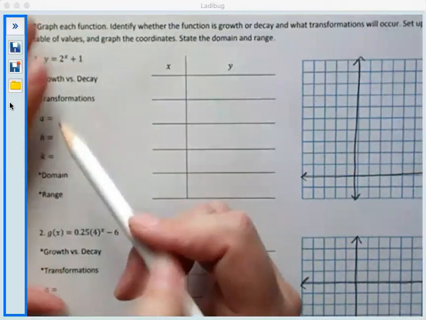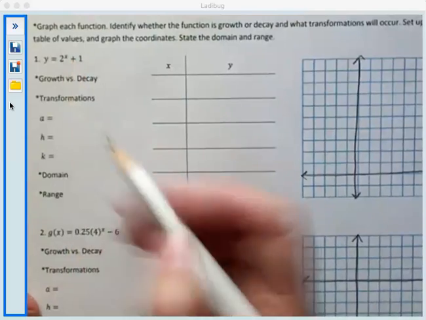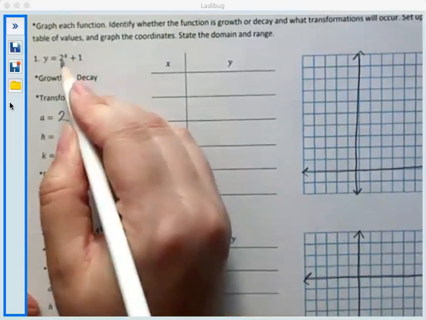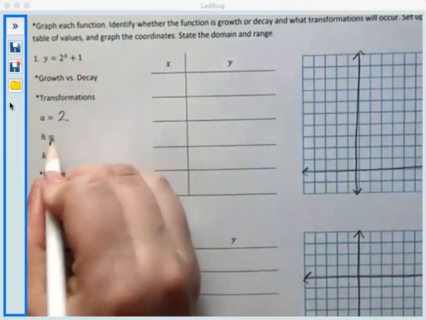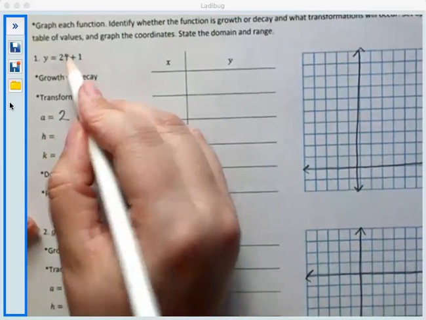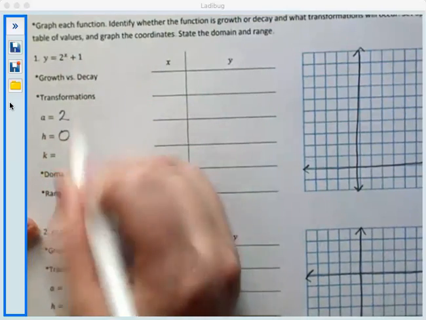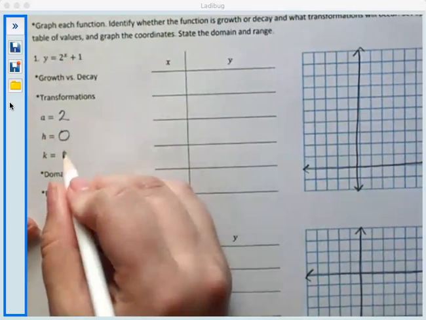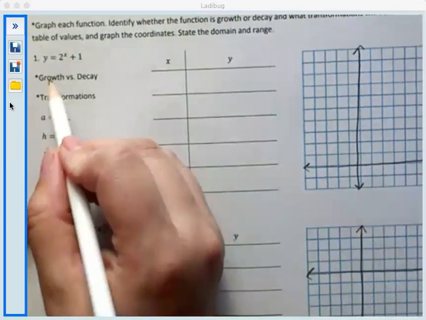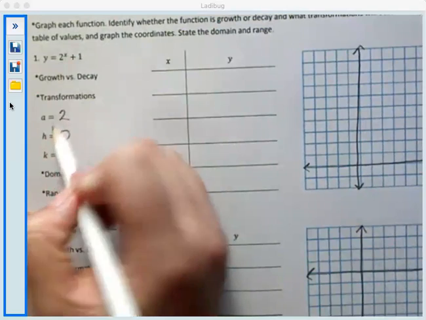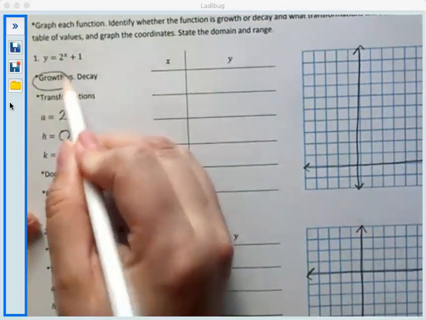Okay, so we're looking at if our A is growth or decay. So our A in this case is just 2 as far as we know. And our H, we don't have anything up here in this exponent, so we know it is 0. And then our K is just 1. So we know 2 is greater than 1. So we know this must have to be growth.